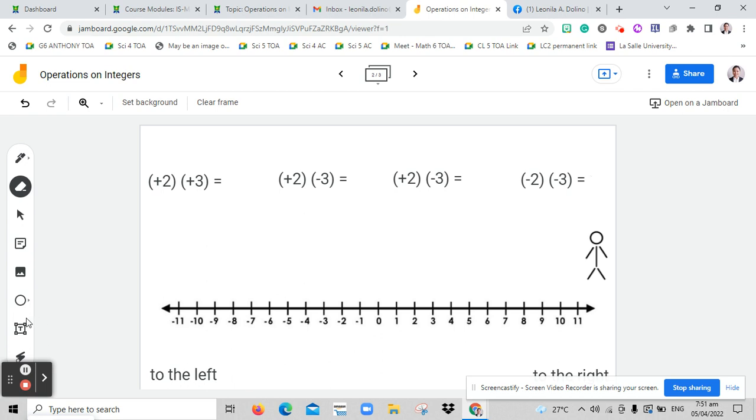Okay, so if we have two numbers being multiplied, we actually call the first one our multiplicand, while the second one is the multiplier. Okay, while the answer is the product.